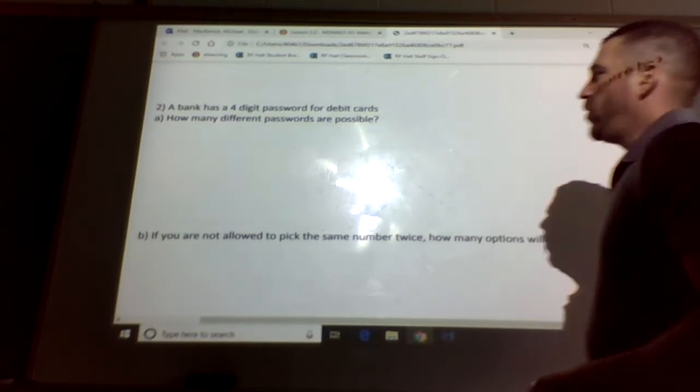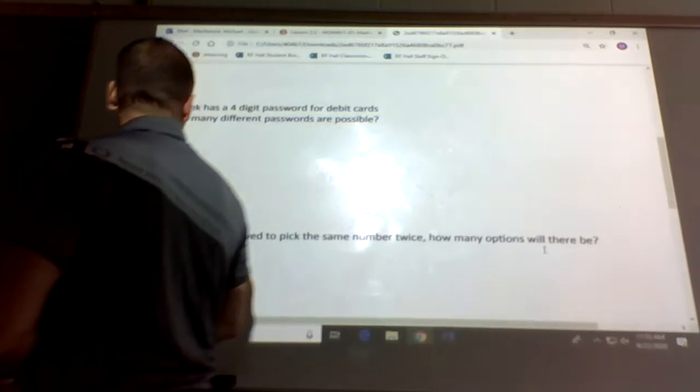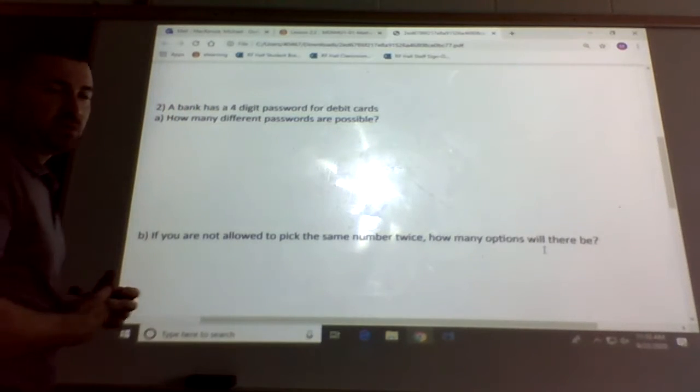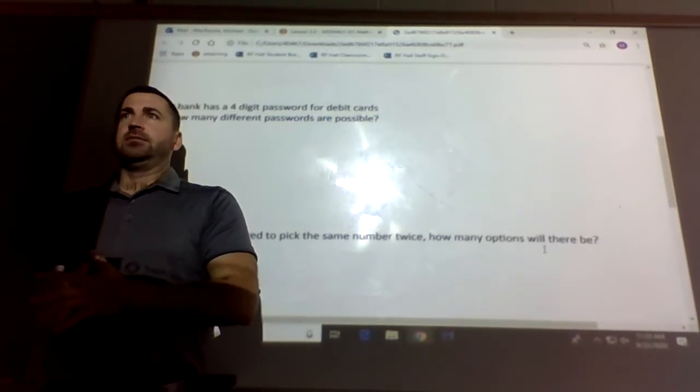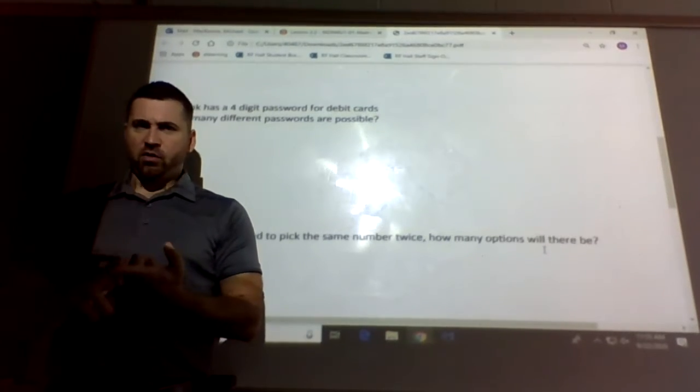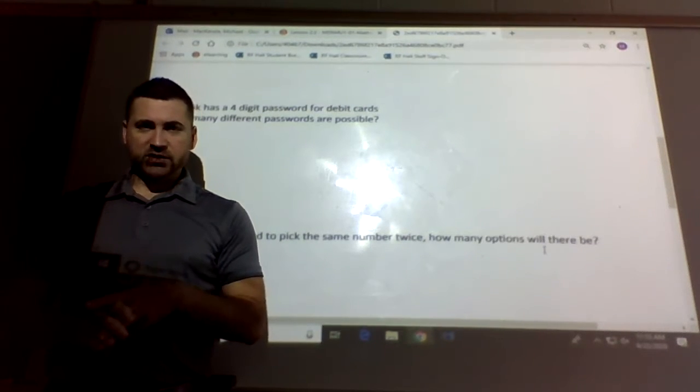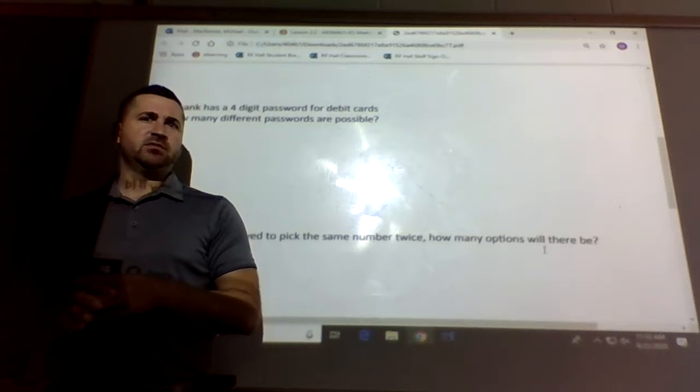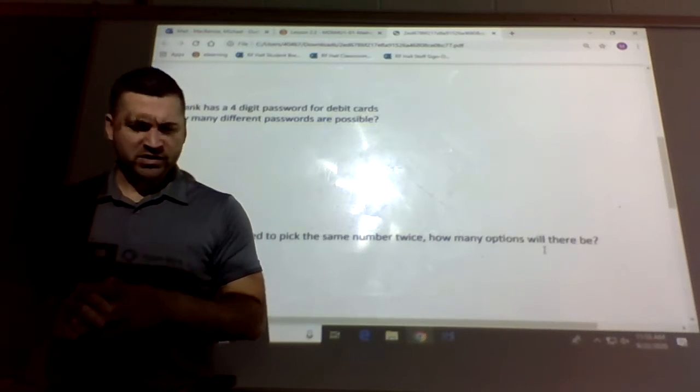Okay, a bank has a four-digit password for debit cards. How many different passwords are possible? Banks often now have 4, 5, or 6 numbers for passwords. I think the most common one is 4 digits.